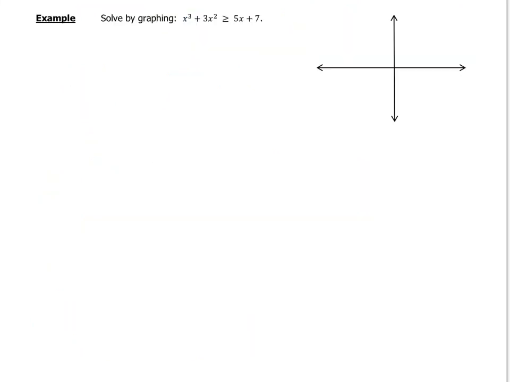So let's try another one just to make sure we have all of the concepts down. The first thing you notice about this one is that we do have to move everything over to one side, and this one's asking us when it's going to be greater than or equal to 0, so we'll have to include our equal sign. So the question is, when is x cubed plus 3x squared minus 5x minus 7 greater than or equal to 0? Same thing, we're going to use the factor theorem to factor this.